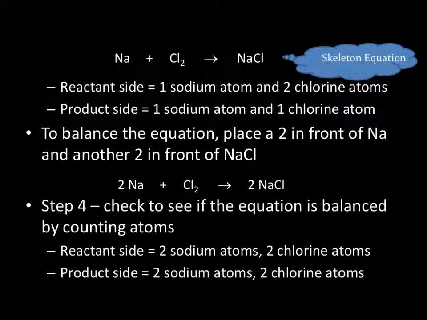Here we can see that we actually have the chlorine being out of balance. So if I wanted to, I could place a 2 coefficient in front of the NaCl to balance the chlorines, and that throws our sodium out of balance. So all I need to do is place a 2 in front of the sodium to have the balanced chemical equation, and I can check at the end by counting my number of atoms of each. So I have 2 sodiums and 2 chlorines on the left side, and 2 sodiums and 2 chlorines on the right side. So the chemical equation is now balanced.